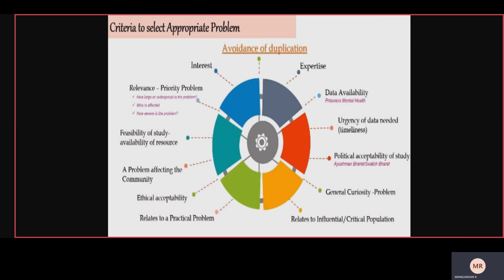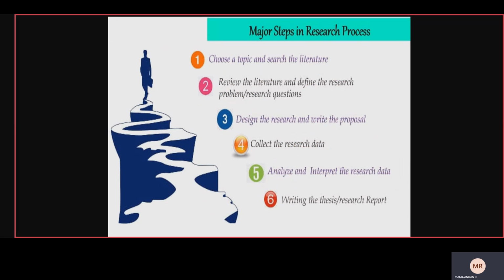And the major steps in the research process: these are the six research steps, very important for your entire PhD. Choose a topic and search the literature. First of all, what is a literature review? A literature review means the already existing work. What are the things related to your topic? What area you need to choose, what existing work they are doing, in which year they used this, their objectives, and what they found. These are the literature review. And next, review the literature, define the research problem and research questions.